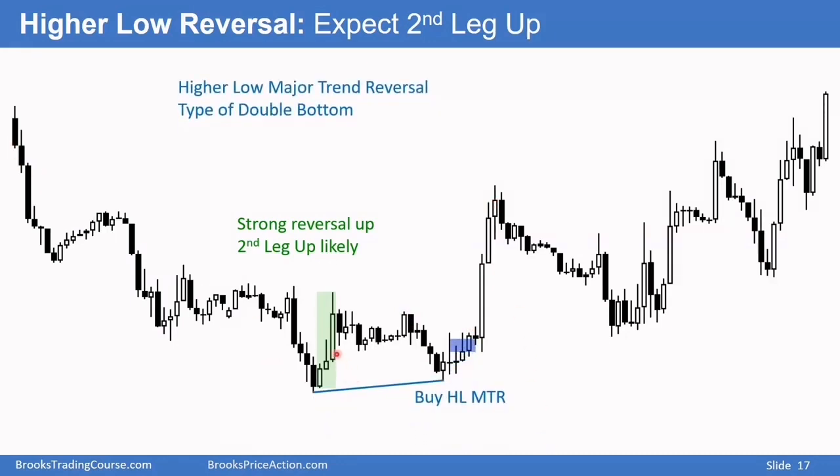Bear trend, decent bull breakout. We're still in the bear channel. You can say we're still in the bear channel, but it's a pretty strong reversal, and it's a third reversal up. 1, 2, 3. So it's a wedge bottom.